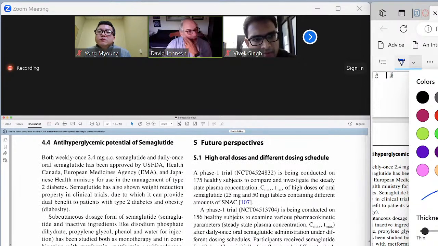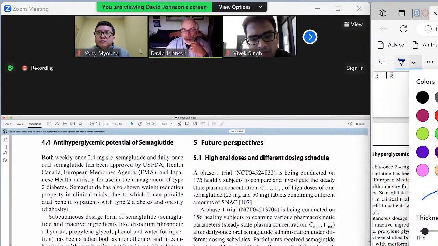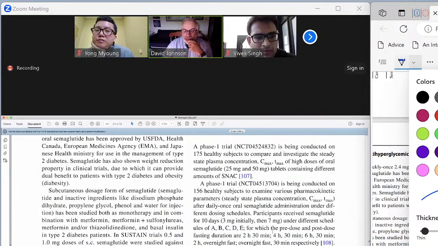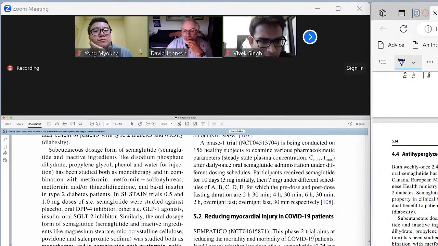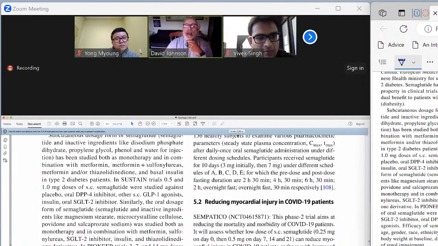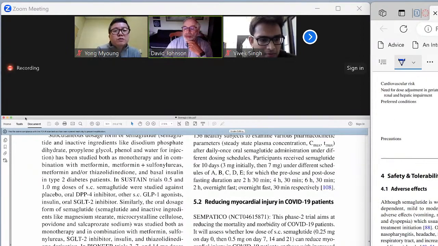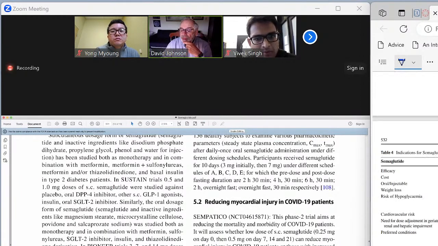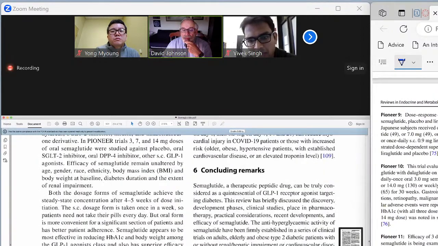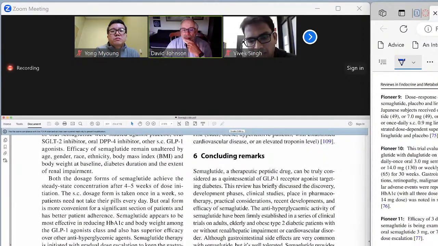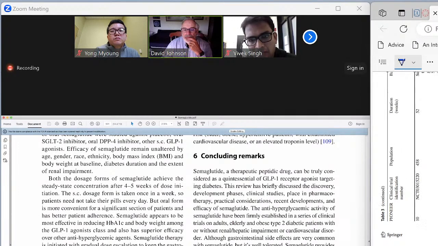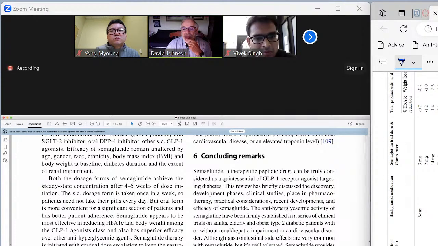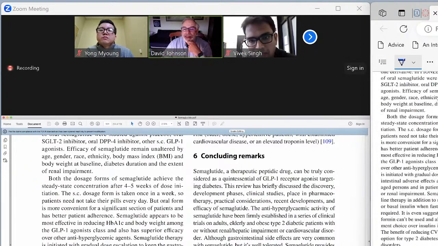By the way, the company Novo Nordisk has come out with an oral formulation. The quintessential GLP-1 receptor agonist targeting diabetes.